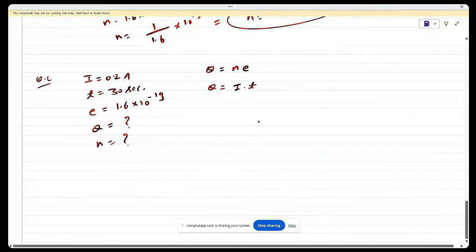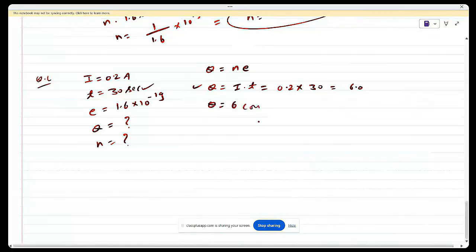So I think first you can calculate the total charge. Q is equal to I into T. I is 0.2, T is 30 seconds, so 0.2 into 30. It will be 30 into 2, that is 60, and 6.0. So the total charge Q will be 6 coulomb. This is the total charge.